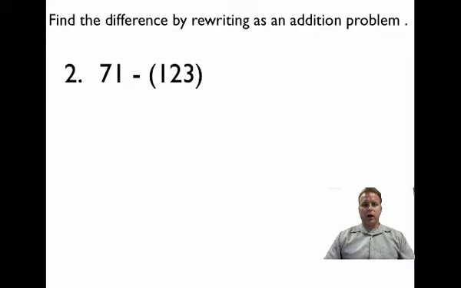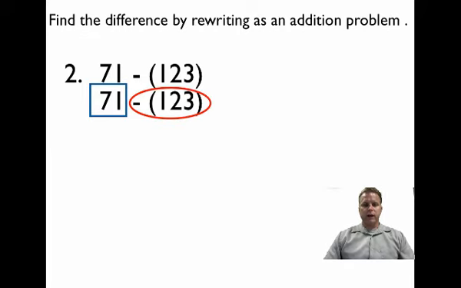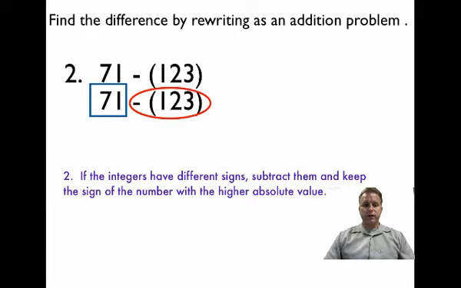Number 2, 71 minus 123. We'll put our blue box and our red circle, and that's rule number 2. They have different signs, so we subtract and keep the sign of the larger one, in this case 123, so that gives us -52.